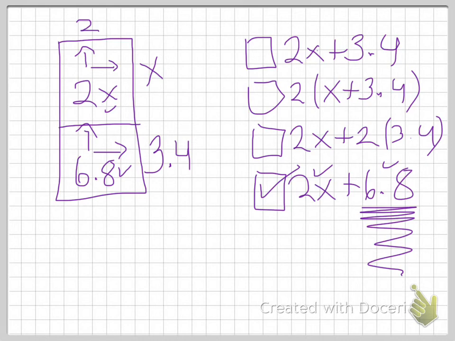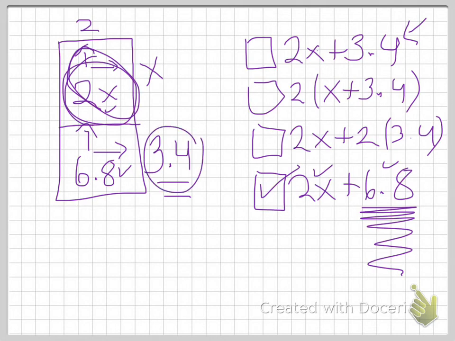Another one that people commonly get wrong is they say, ooh, I know that 2x is right, because they figure out this box, and then they say, I have a 3.4 over here. But the insides can never be meshed with the outsides. You can't have an inside part that's 2x and an outside part that's 3.4. You either have to have all inside parts or all outside parts. So this one does not work. This one right here does work.